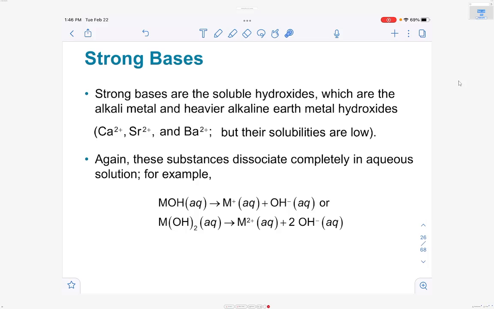So any aqueous solution with high pH value would be considered strong bases. Okay, strong bases are ionic hydroxides of alkali metals such as sodium hydroxide, potassium hydroxide.